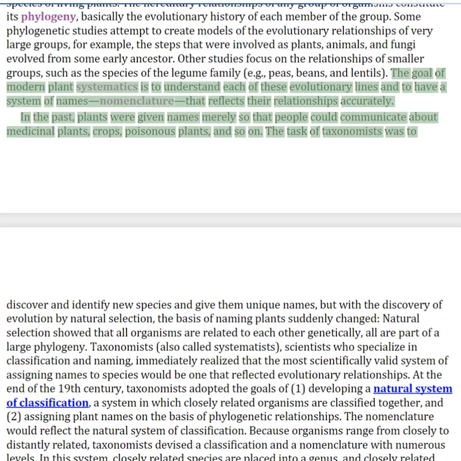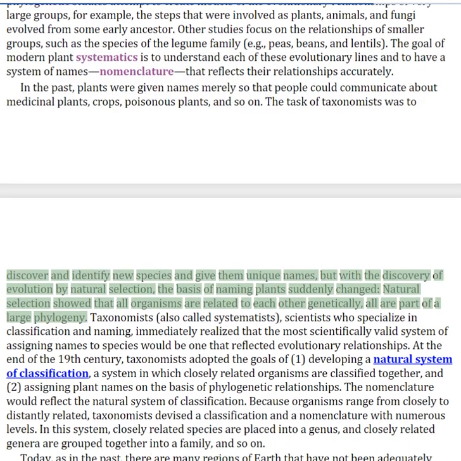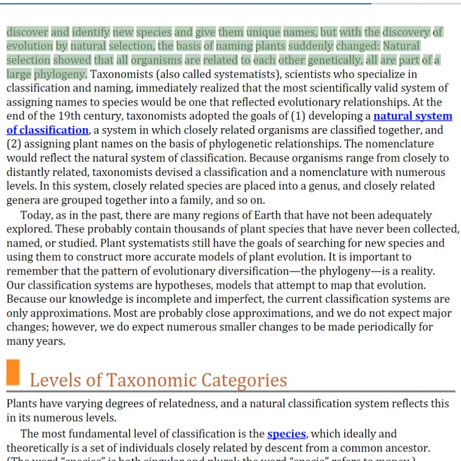The goal of modern plant systematics is to understand each of these evolutionary lines and to have a system of names, nomenclature, that reflects their relationships accurately. In the past, plants were given names merely so that people could communicate about medicinal plants, crops, poisonous plants, and so on. The task of taxonomists was to discover and identify new species and give them unique names, but with the discovery of evolution by natural selection, the basis of naming plants suddenly changed. Natural selection showed that all organisms are related to each other genetically, all are part of a large phylogeny.